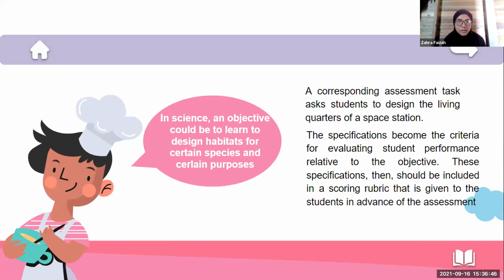So the sample objective in science could be to learn to design habitats for certain species and certain purposes. The corresponding assessment could be a task that asks students to design the living quarters of a space station. The specifications become the criteria for evaluating student performance relative to the objective, and these specifications should be included in a scoring rubric that is given to the students in advance of the assessment.